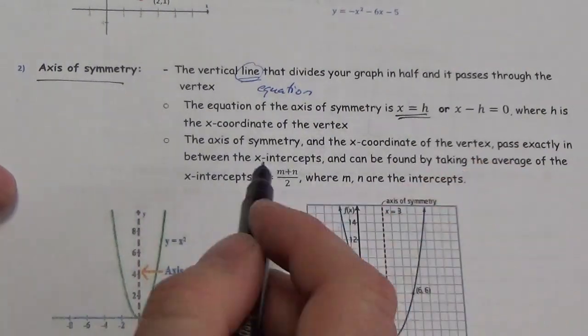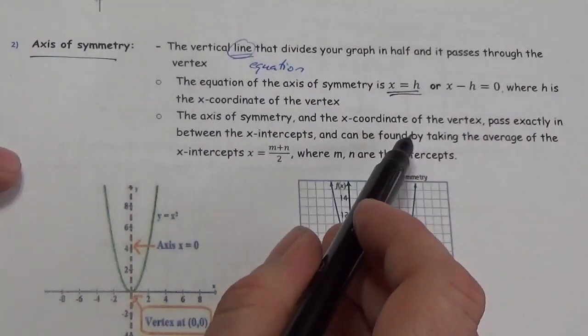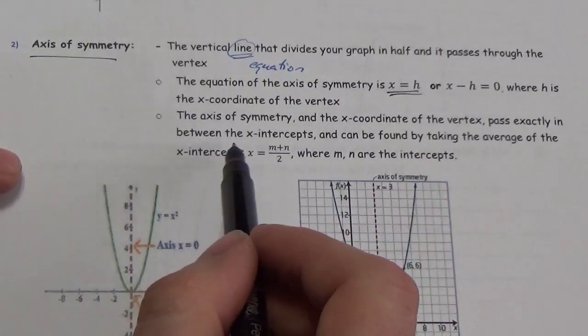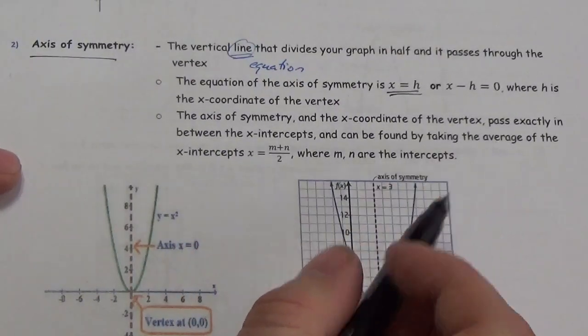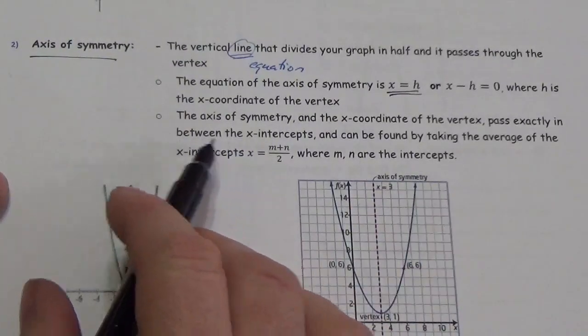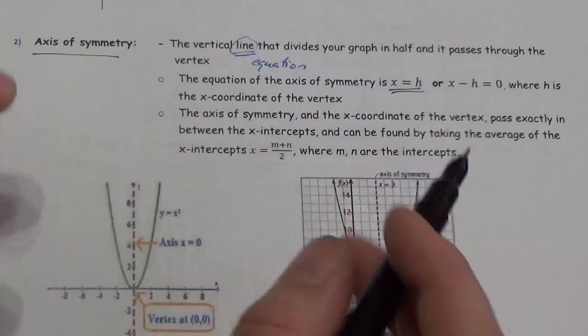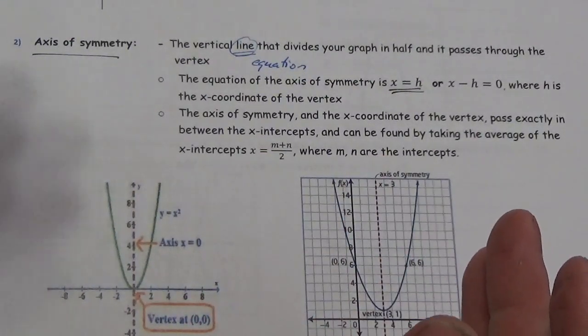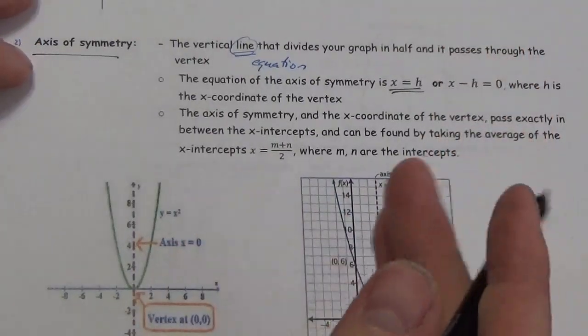The axis of symmetry and the x-coordinate of the vertex pass exactly between the x-intercepts and can be found using the average of the x-intercepts. So this is an interesting little property. This is so useful, and quite honestly, it's just about being clever. The axis of symmetry cuts the graph in half.